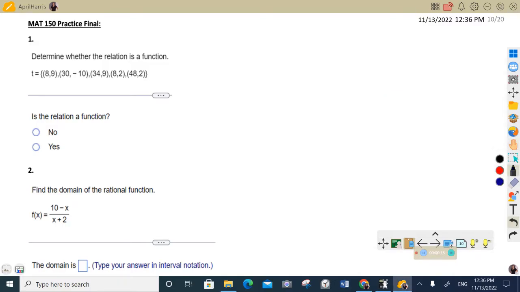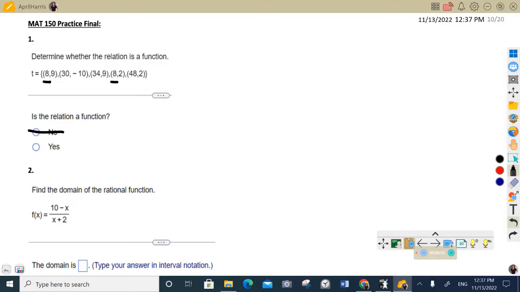On number 1, you notice it says determine whether the relation is a function. Remember, for a relation to be a function, each x can have only one y. When I look at these ordered pairs, I notice that we have two x's that are the same, but they have two different y values. So since that x has two y values, this is not a function. So that's number 1. Number 2 wants you to find the domain of the rational function.